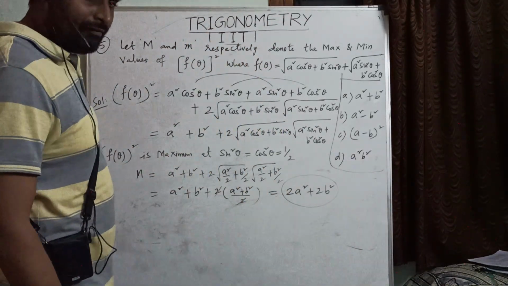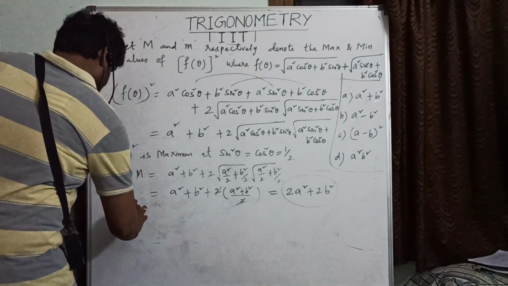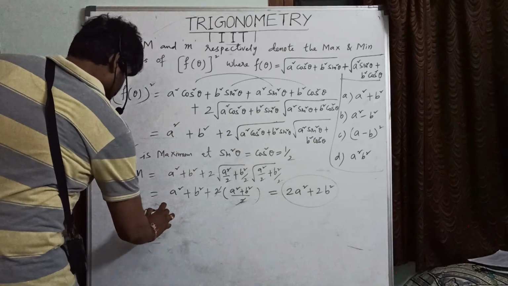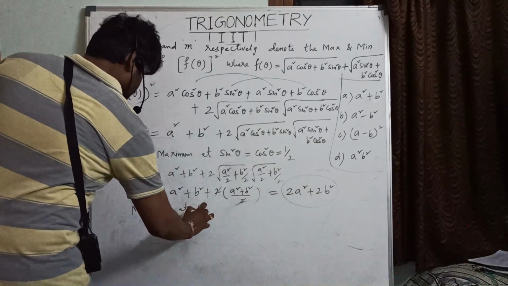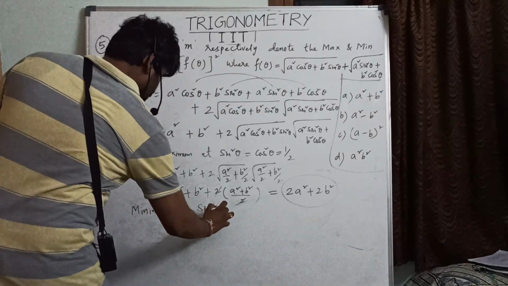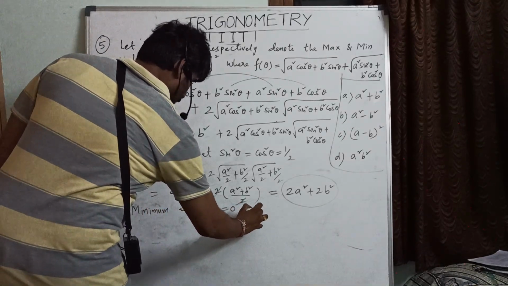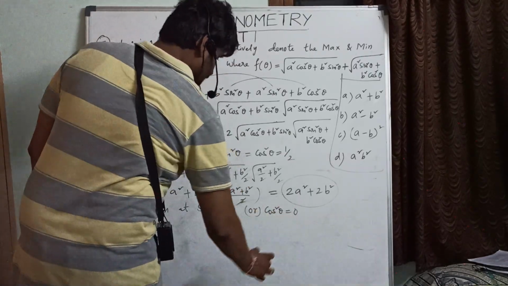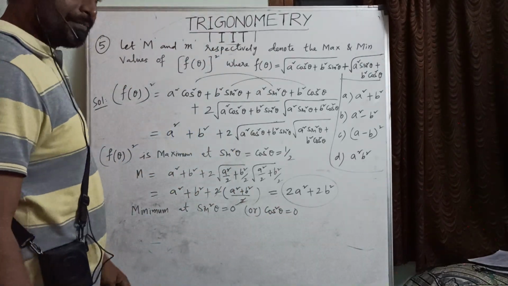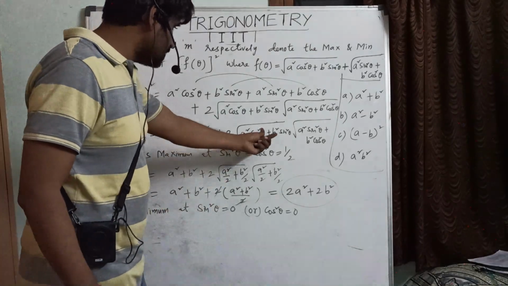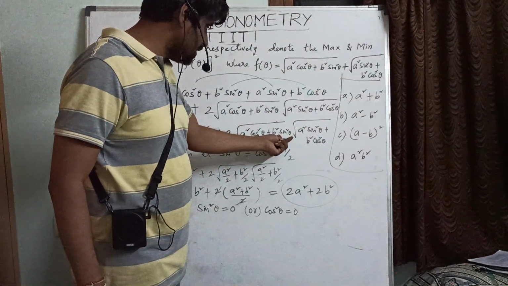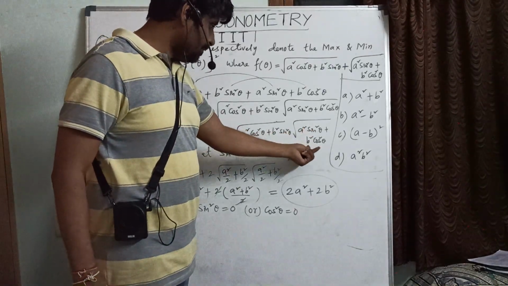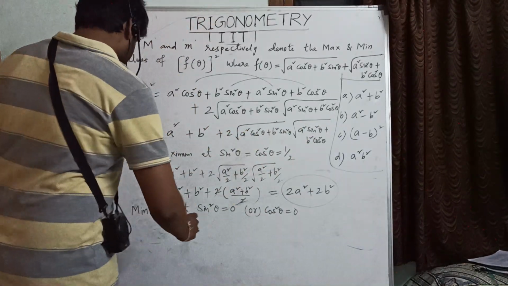Now let us find the minimum value. When will you get minimum? When either of them is 0. Minimum at sin square theta is 0 or cos square theta equal to 0. That we know, that is the general meaning. So when I put sin square as 0, we are left with a square here, and here b square. Now what will you get?